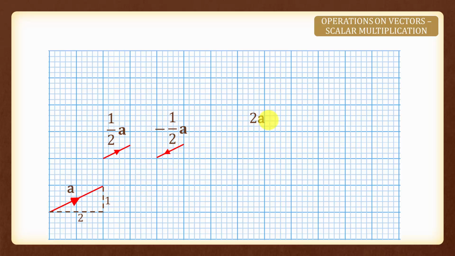And what about vector 2A? Yes, it will be double the magnitude of vector A, and we will have 4 units to the right and 2 units upwards. For negative 2A, it will simply be the same as 2A, except that it is in the opposite direction.